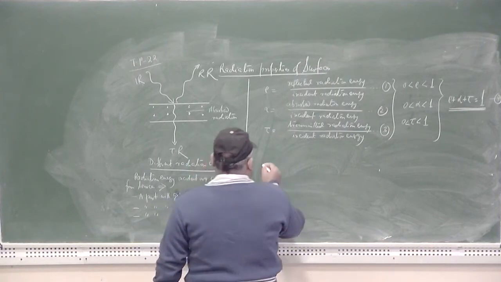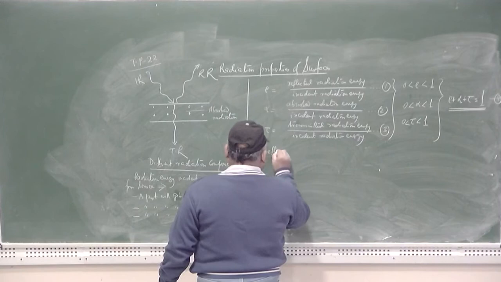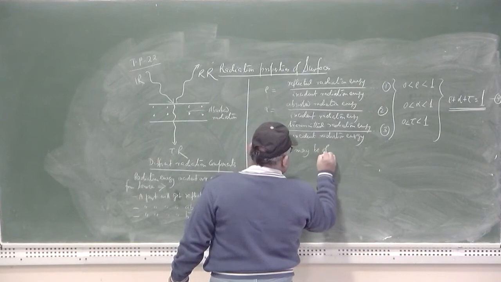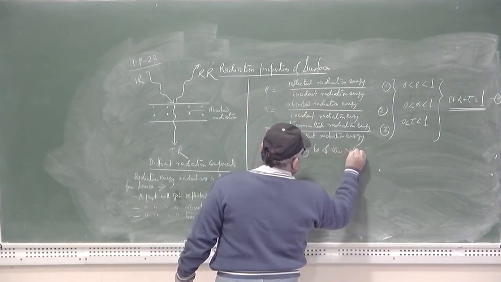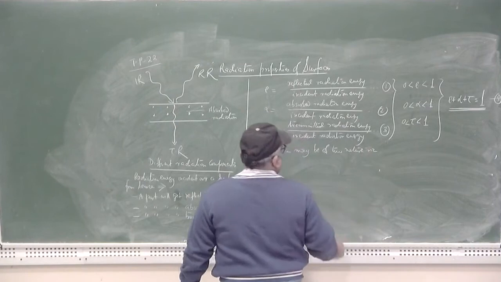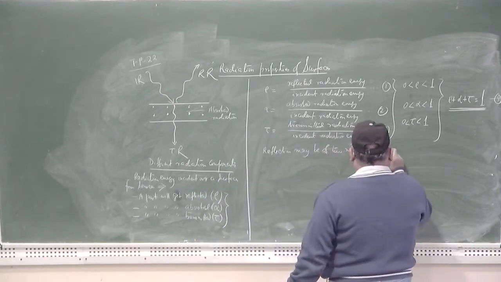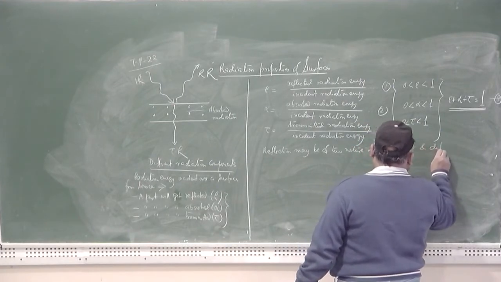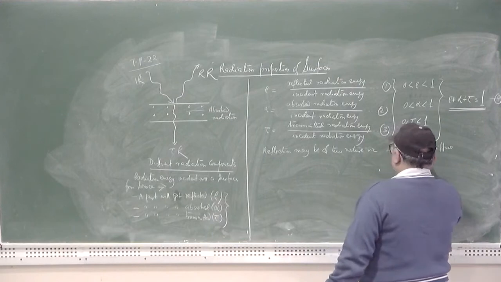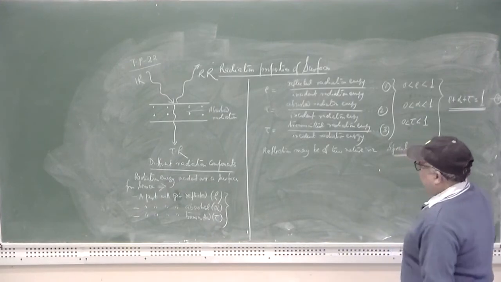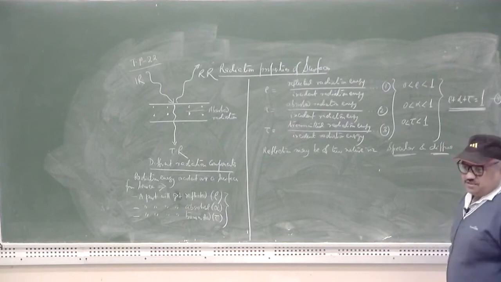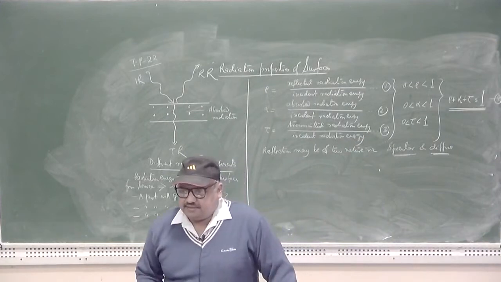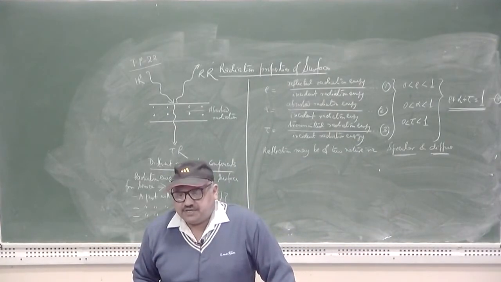This reflection may be of two natures, specular and diffuse. Either the specular reflection will be there, or the diffuse reflection will be there. The question arises, how these two types of reflection can be characterized.